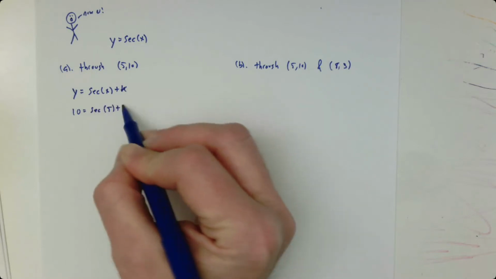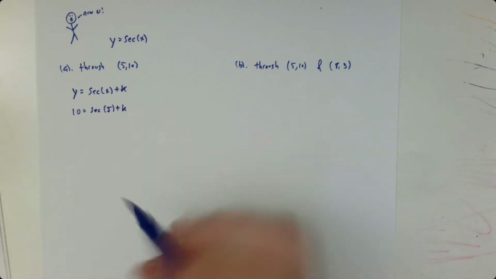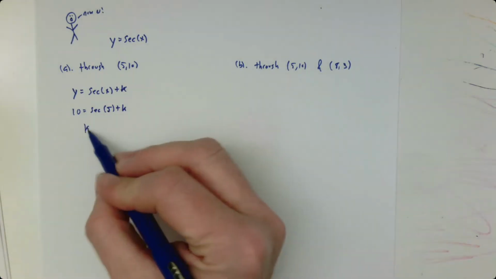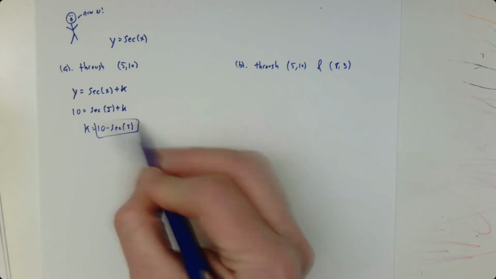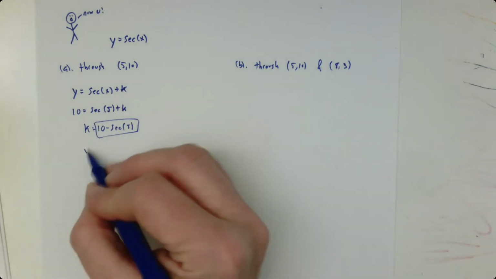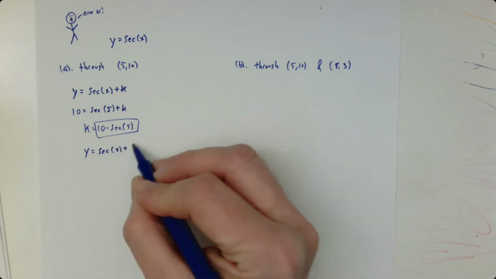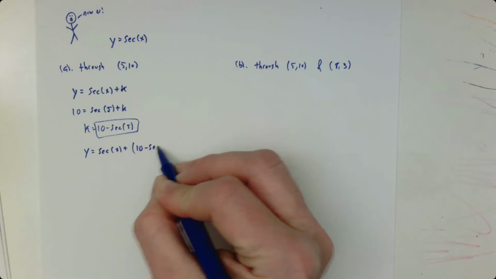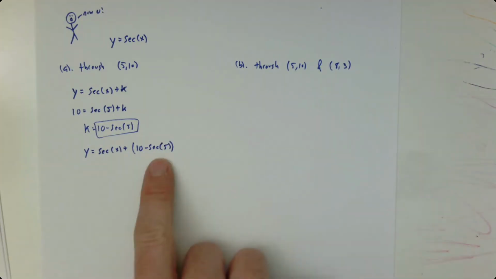Secant 5 plus k. No point in evaluating secant of 5. Let's just keep it as secant 5. Perfectly lovely number. Cool. Done. So k is 10 minus secant 5. And actually, I think we'll probably see in a second that this might have been silly. 10 minus secant 5.